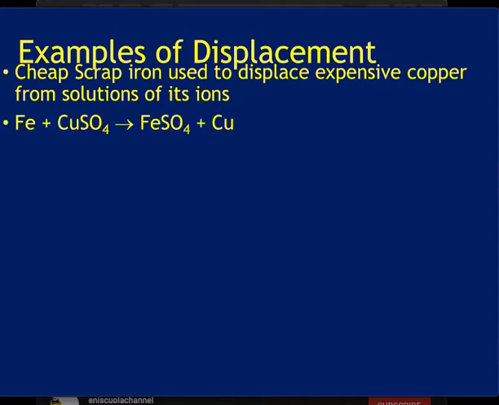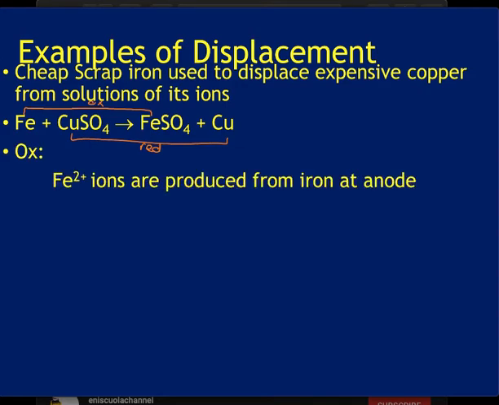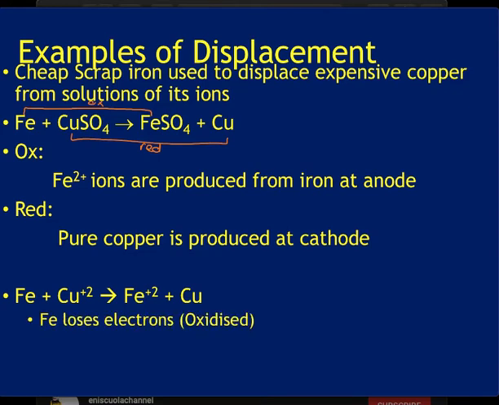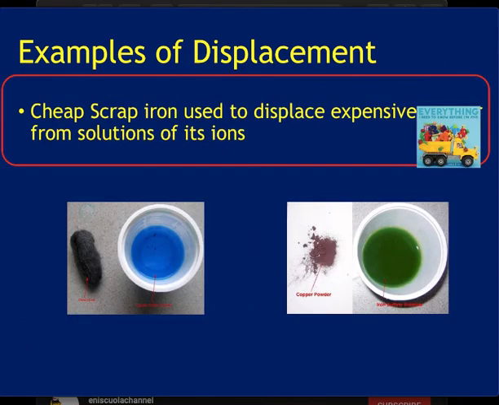So this is the thing that is going to be oxidized. This is the thing that's going to be reduced in our reactions. And yeah, so we will get ions produced at the anode, and we will get pure copper produced at your cathode. And we've said the iron loses electrons because it's oxidized, and the copper gains them because it's reduced. And we've said there's always going to be a color change involved, and this is the color change.